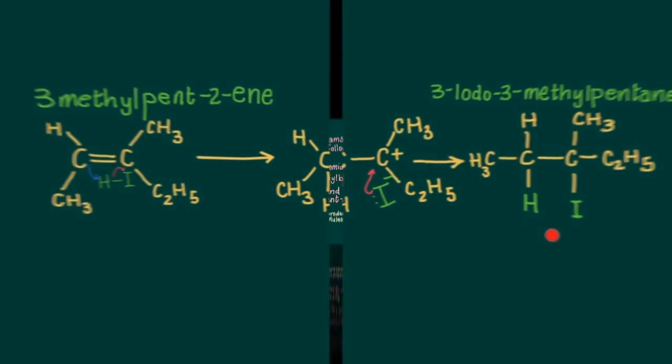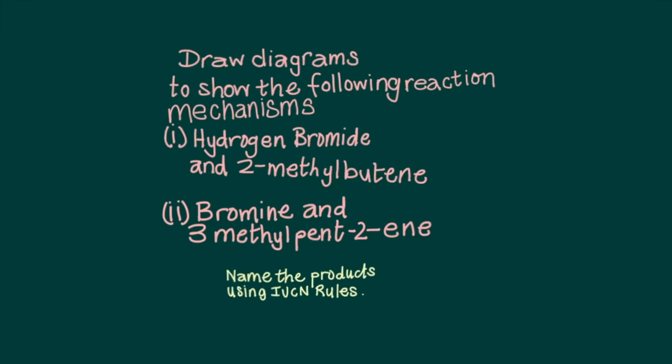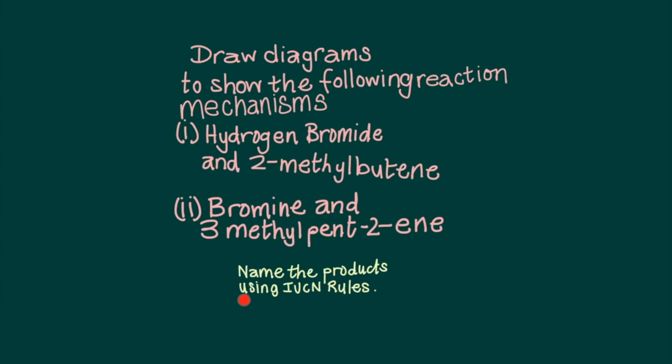electrophilic addition. Now I would like you to draw diagrams to show the following reaction mechanisms: hydrogen bromide and 2-methylbutene, bromine and 3-methylpent-2-ene, and I would like you to use the IUPAC rules to name the products.